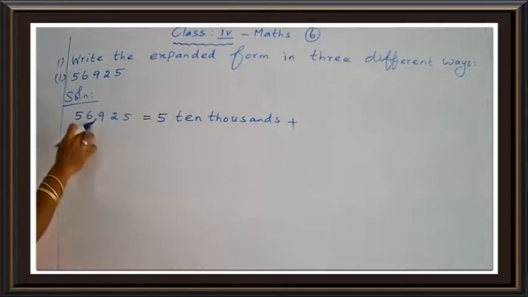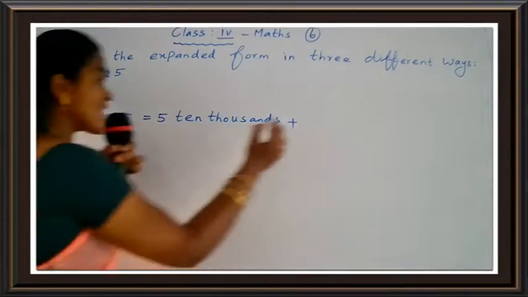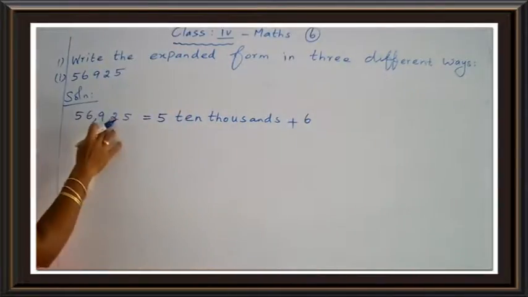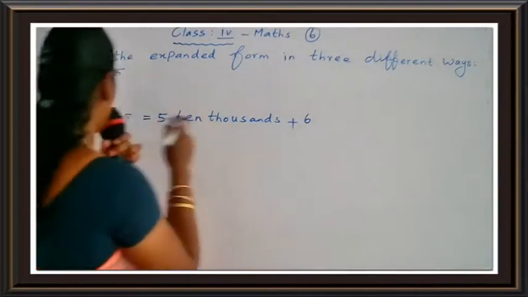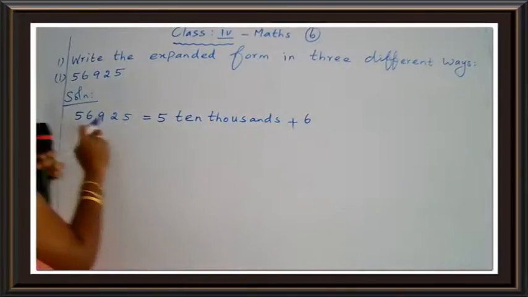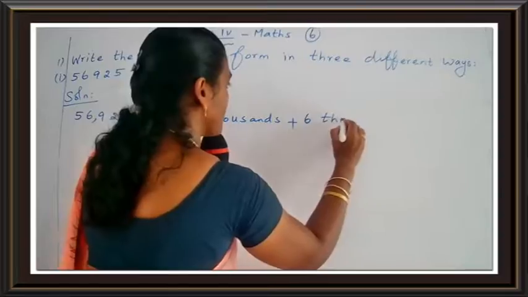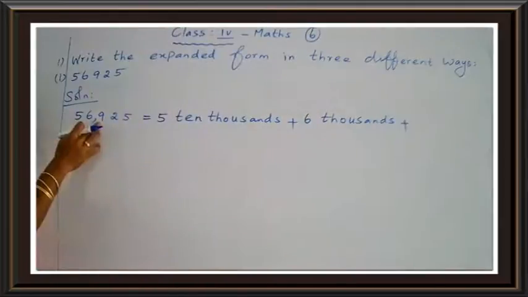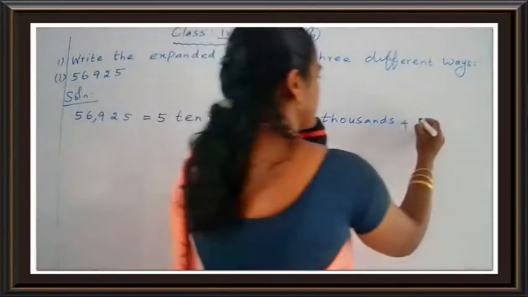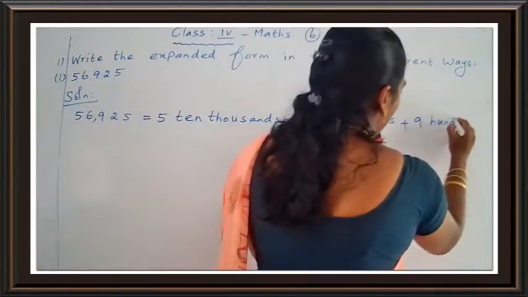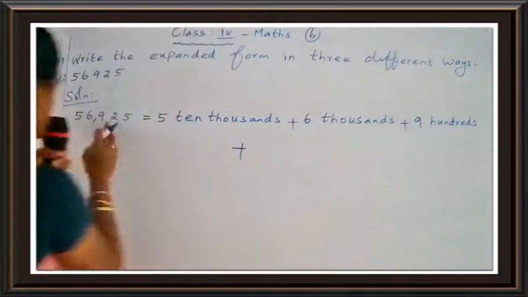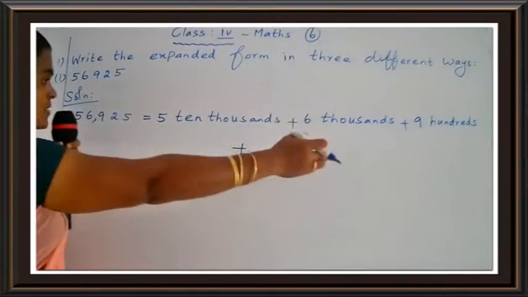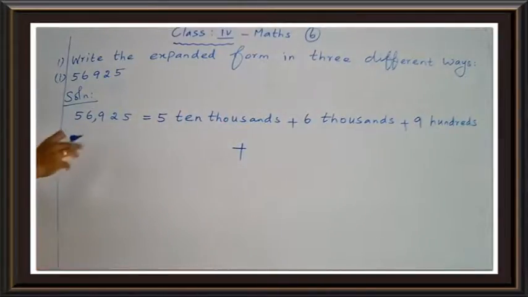What is the place value of this 6? 6, ones, tens, hundreds, thousands. The place value of 6 is 6,000. 6,000 plus 1 hundred. Next digit is 9. The place value of 9 is 900s. 900s plus next, I have no space, so I write in second line. Suppose in your note you have that space, then you write it in one line.